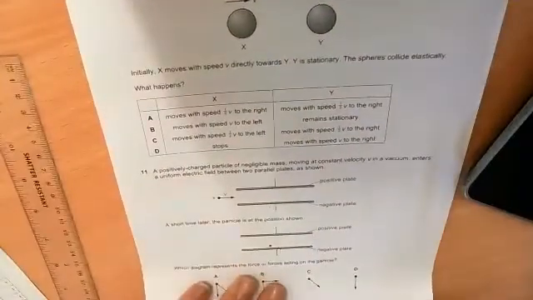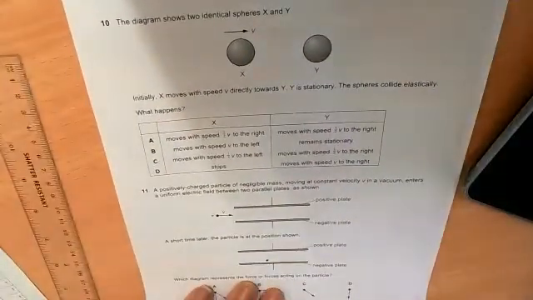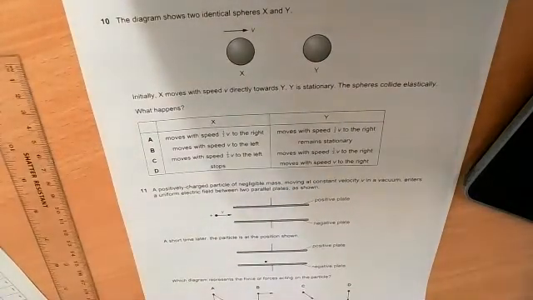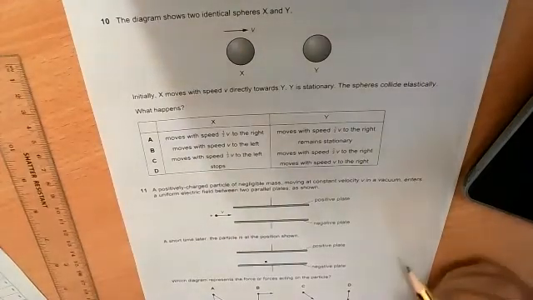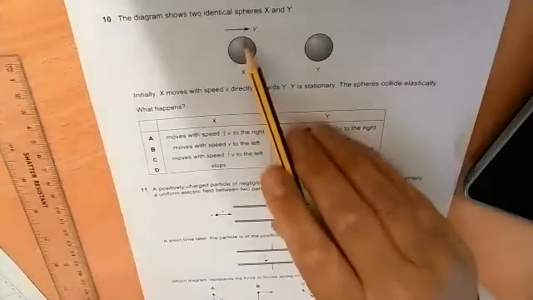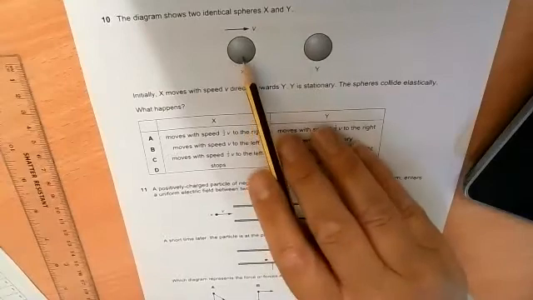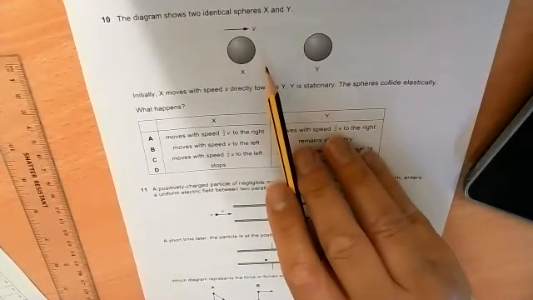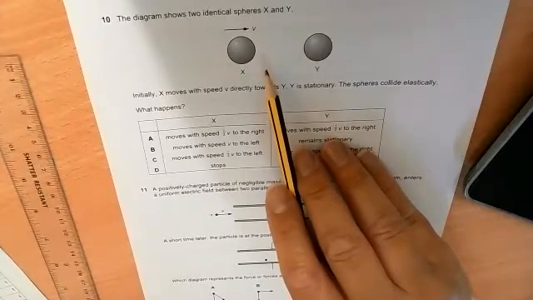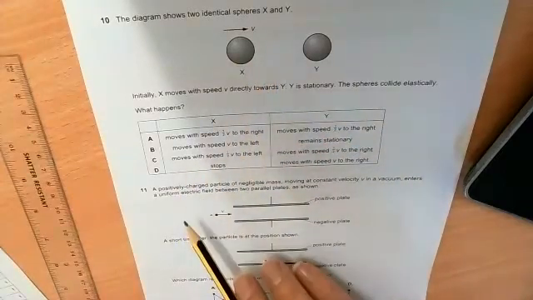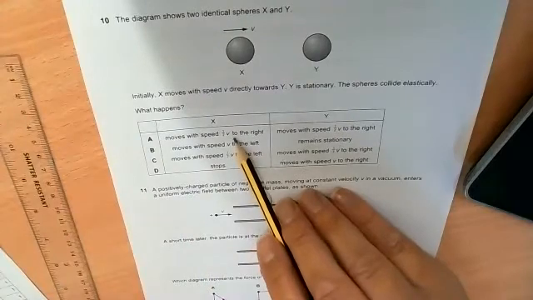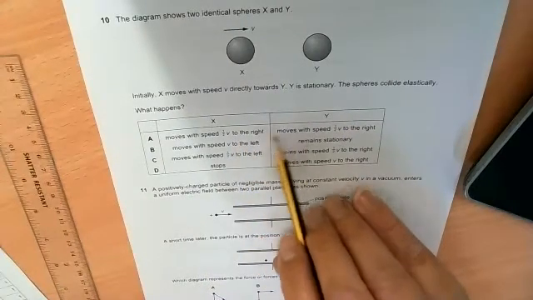Then you've got two identical spheres, X and Y. Initially, X moves with speed v directly towards Y. They collide elastically, so we're thinking about maybe the same thing here. Which one of these has got to be correct? We know the speed of approach is going to be just v, because Y is stationary. So we know the speed of separation in total has got to be the same. So this one moves at half v to the right, and this one to the left. That's a possibility, I suppose.